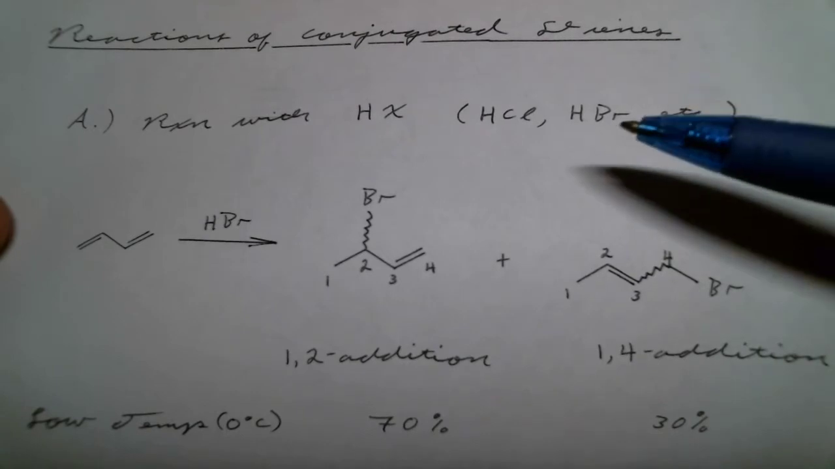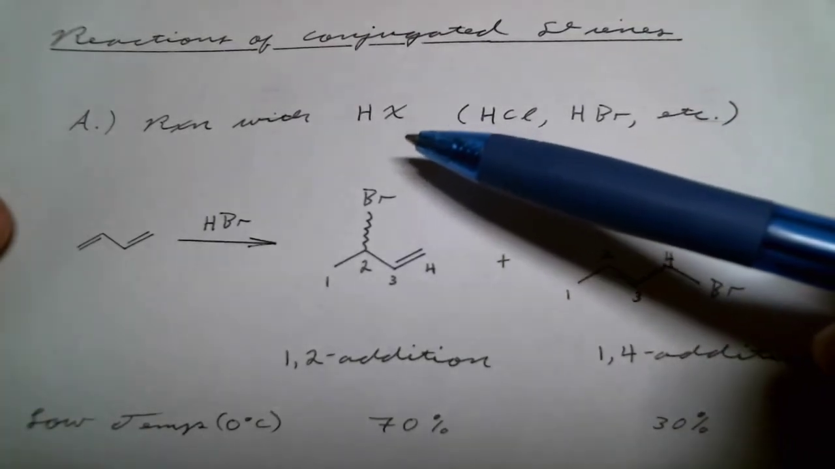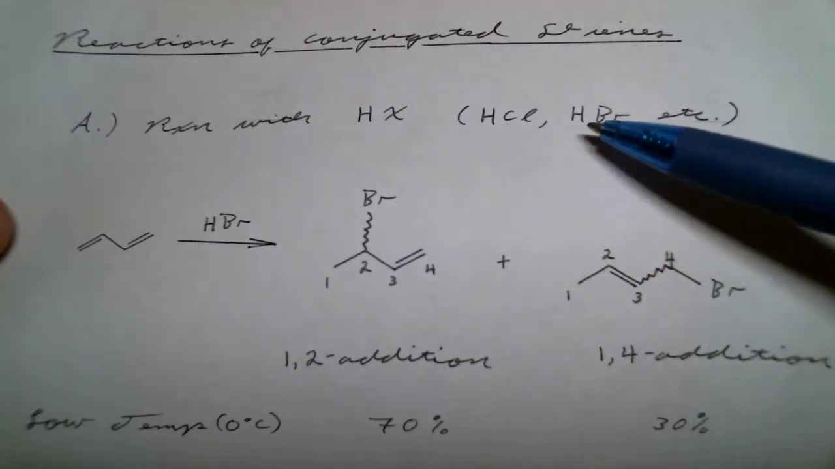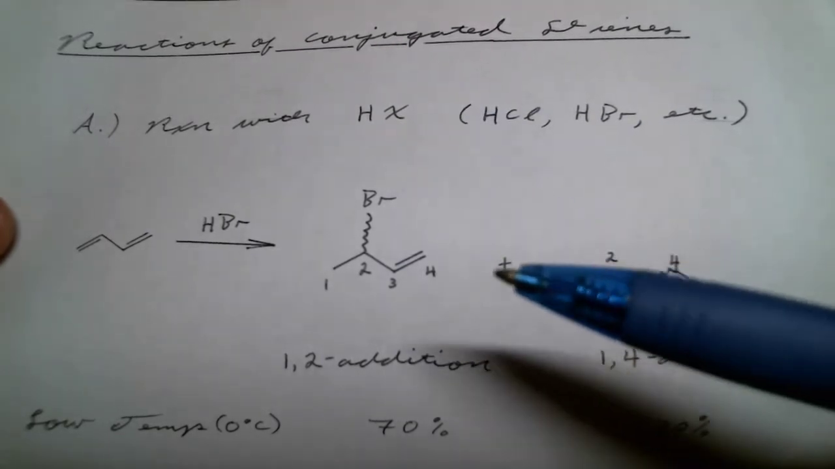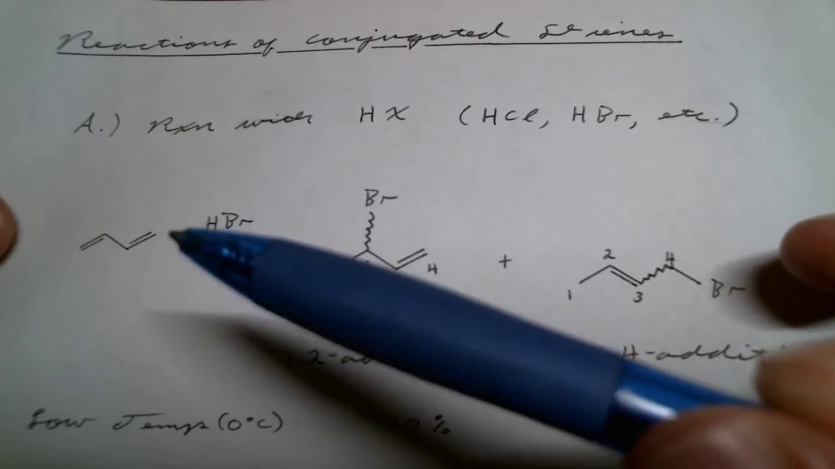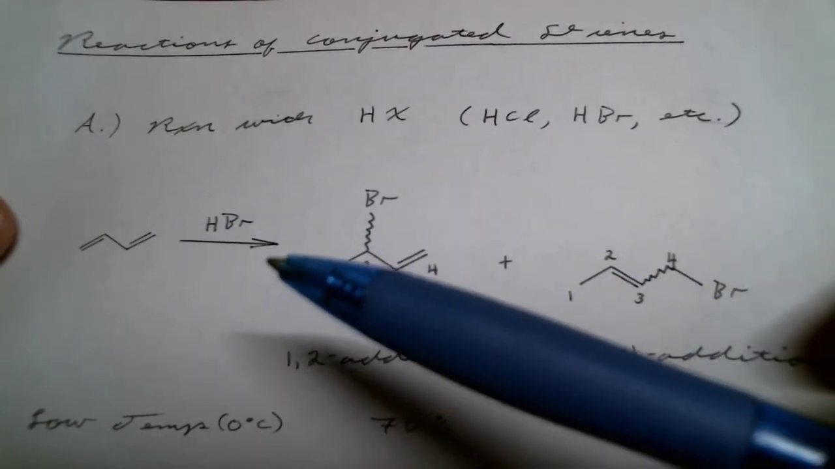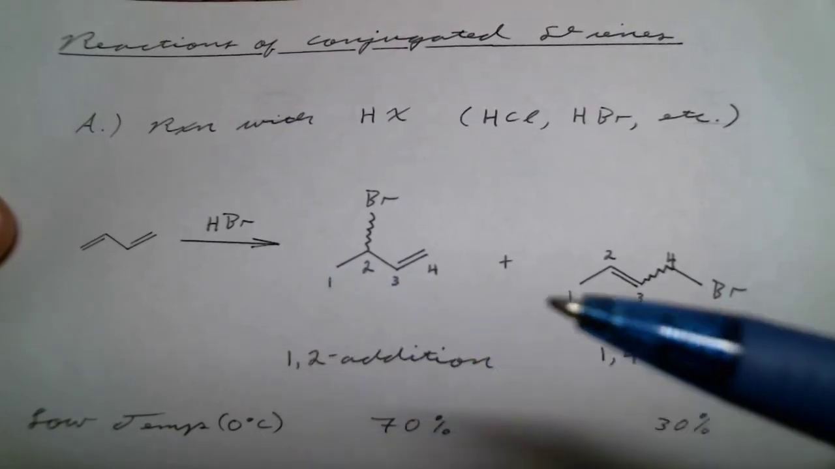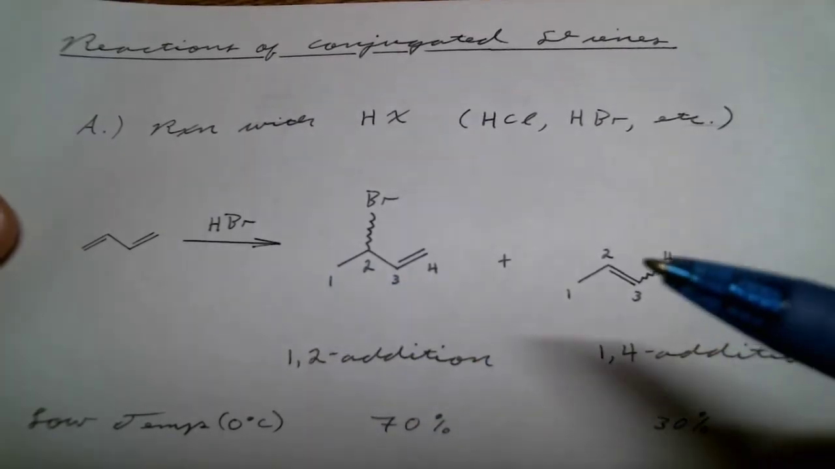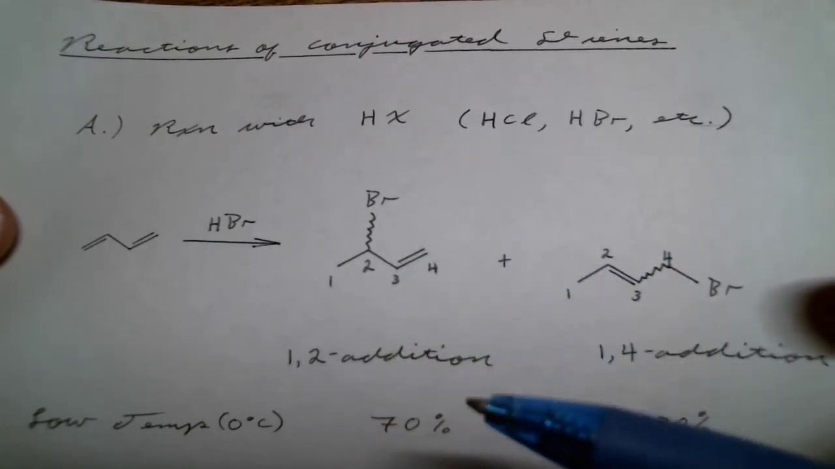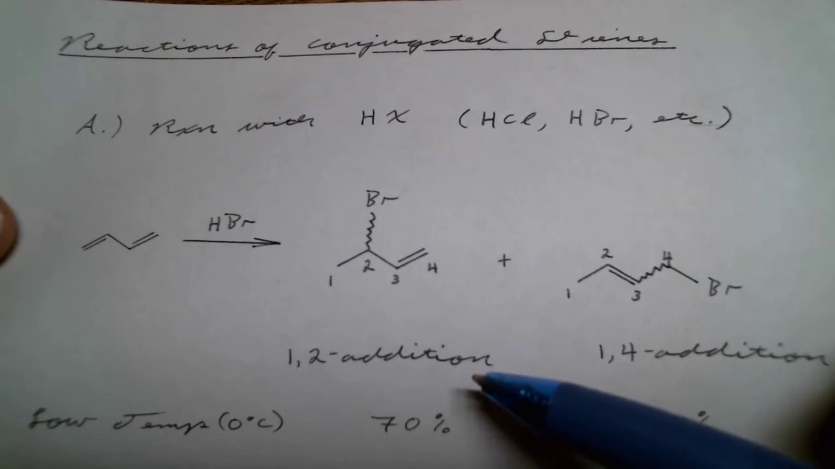Let's start out with A, reaction with some mineral acid like, say, HCl or HBr, right, HX. Here we go, right? HBr can add to alkenes. I think we saw this in the first semester of organic chemistry, Markovnikov addition, right? Generally, it is favored.